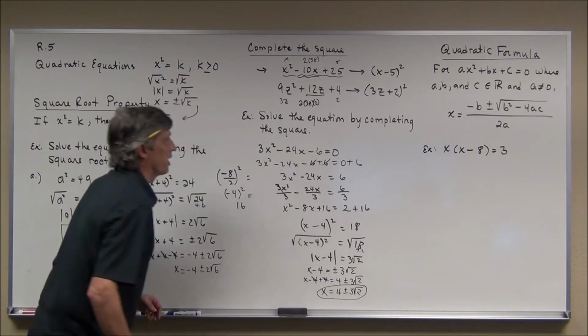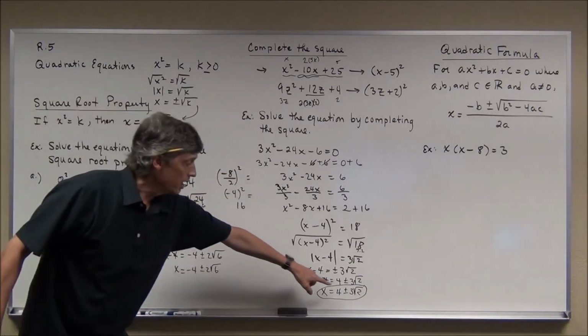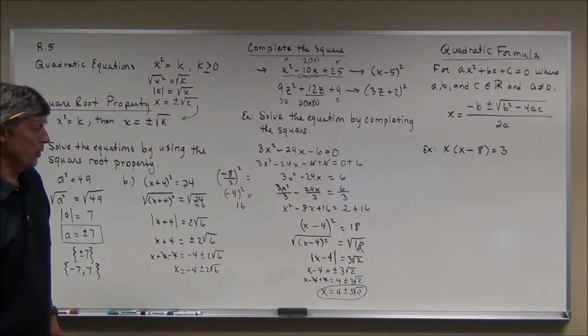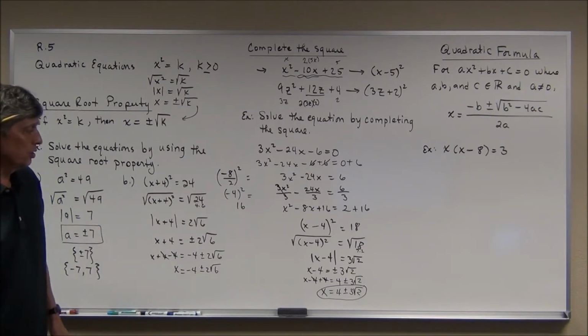So this definitely would not have factored, because you can see I have irrational answers. I have 2 answers, though: 4 plus 3 square roots of 2 and 4 minus 3 square roots of 2.